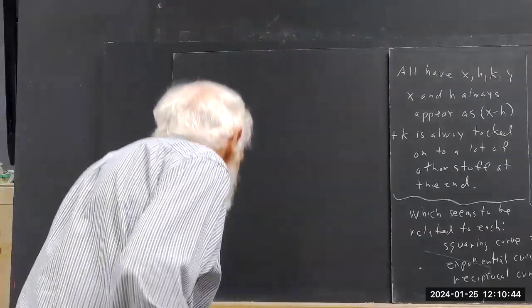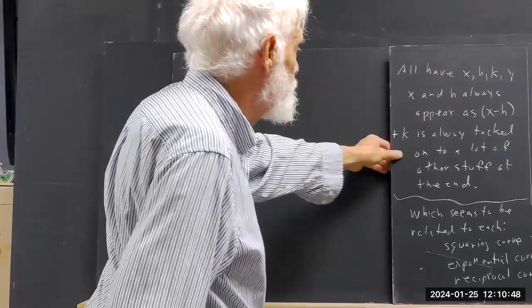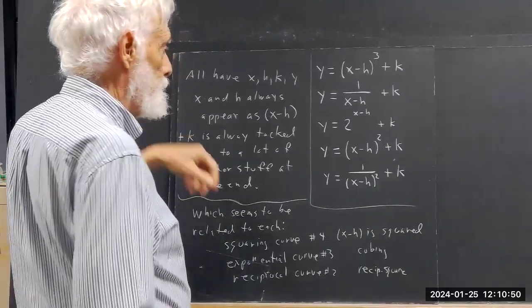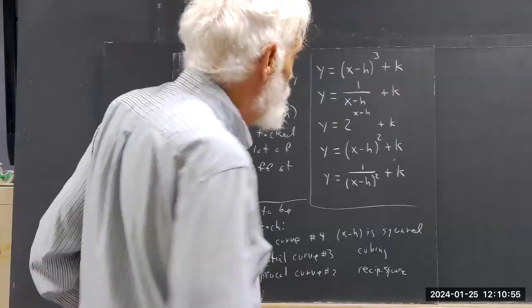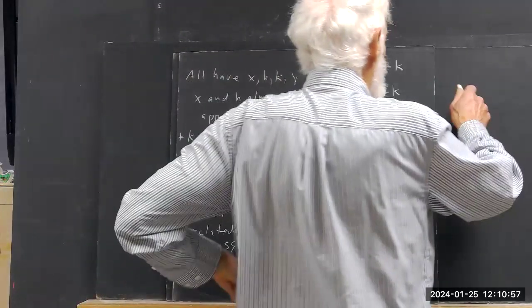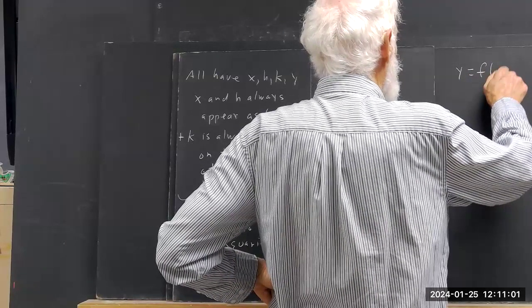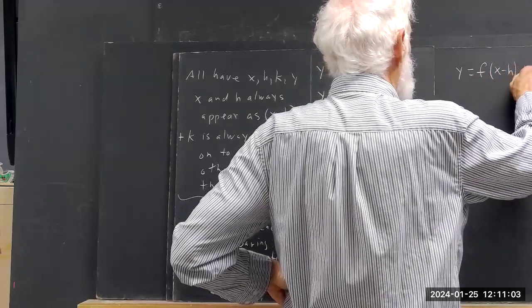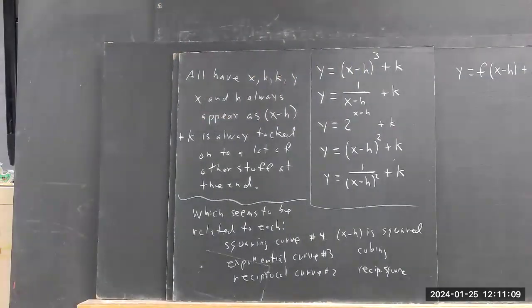Now, if we look at these expressions, they all have a certain form. They all have the form y equals f of x minus h plus k. Now, this is function notation.